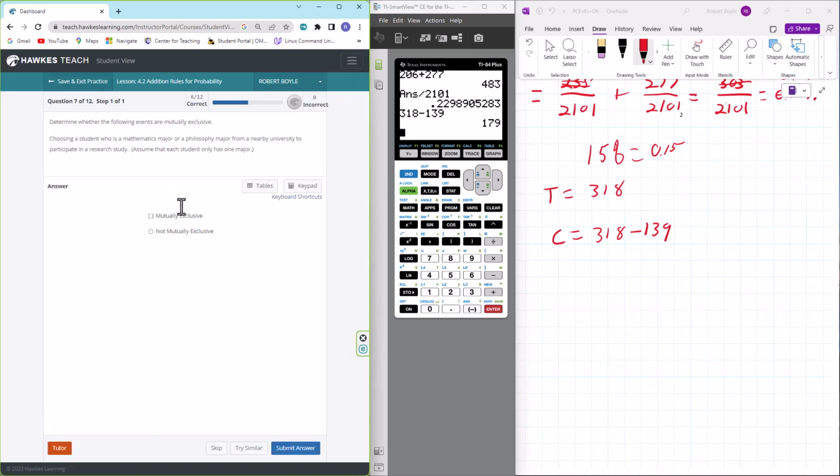Okay. Determine whether the events are mutually exclusive. Choosing a student who is a mathematics major or a psychology major from a nearby university to participate in a research study. And what we are going to assume here is that there are no double majors. You can only choose one major and one major only. Okay, so if you're a mathematics major, you cannot be a psychology major. Therefore, there are no mathematics majors that are psychology majors. They share no common element. They are mutually exclusive.